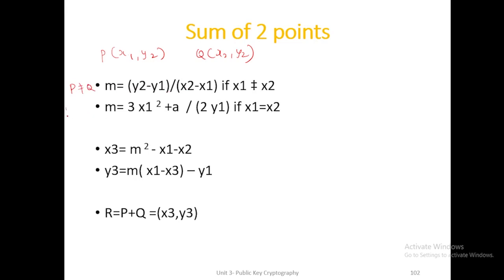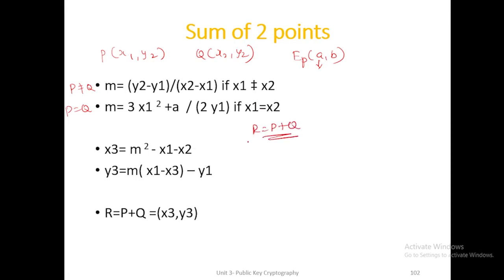minus x1. If P and Q values are equal, the formula is m is equal to 3x1 square plus a by 2y1. Let us take elliptic curve with a comma b. So you should substitute the a value for calculation of m at P is equal to Q point. After calculation of slope, we get x3 and y3, that means R is equal to P plus Q.